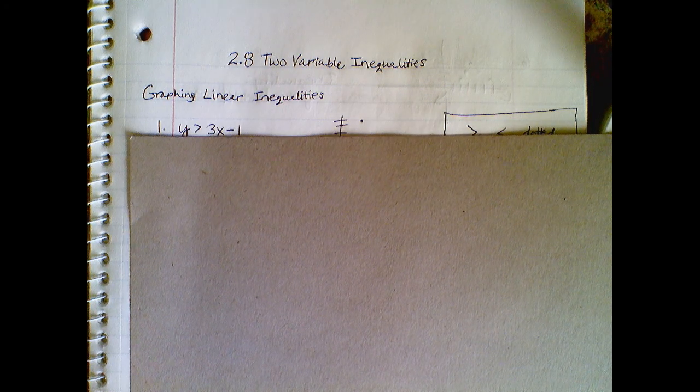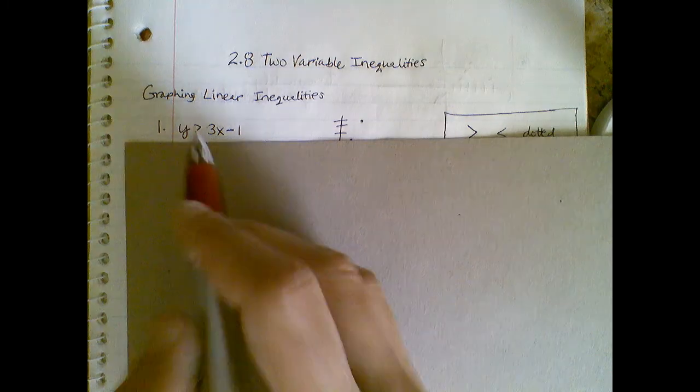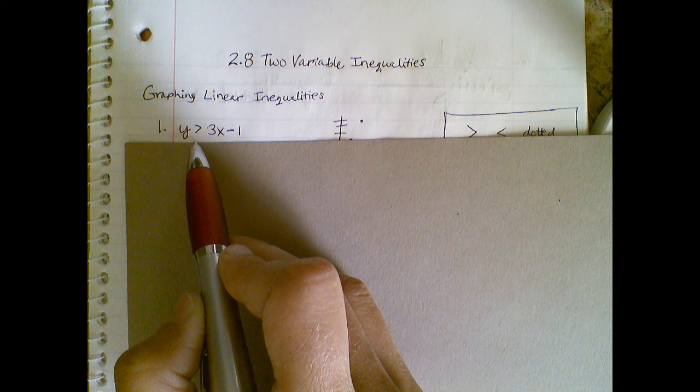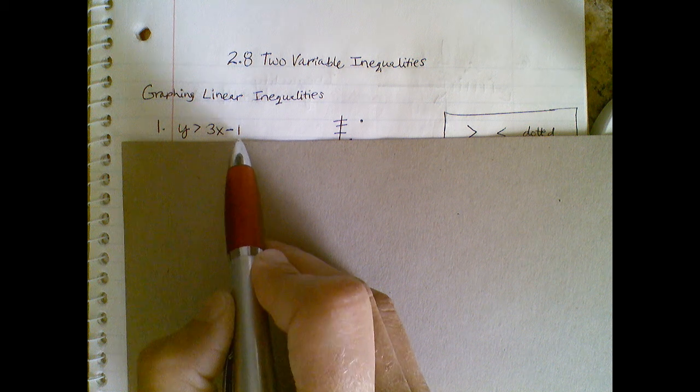Alrighty, the final section, 2.8, is graphing two variable inequalities. Graphing linear inequalities is very, very similar to graphing a linear equation. The only difference is now there's going to be an inequality sign, so we need to think about dotted or solid lines and then shading. But we're going to graph this just like it was y equals 3x minus 1.